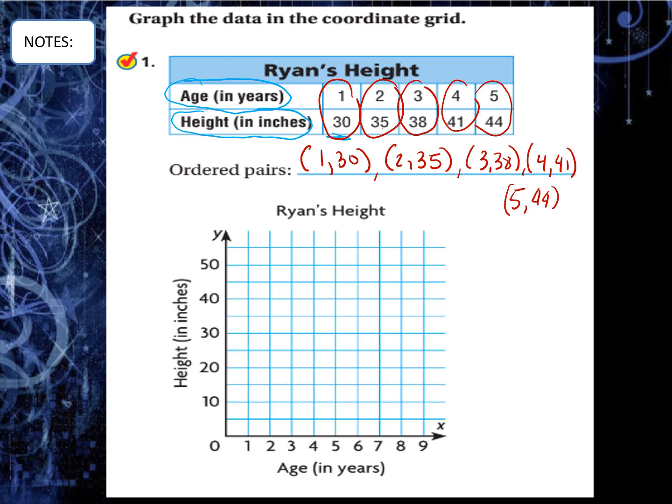Now we're going to plot these 5 points on our coordinate grid. First we go over 1 and up 30: over 1, up 10, 20, 30. My second one is over 2 and up 35. So over 2 and then up, if I go up here, 35.